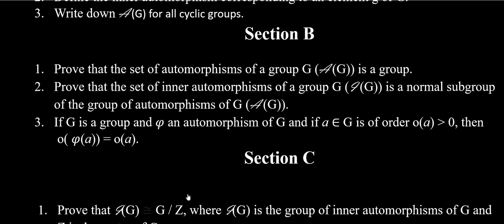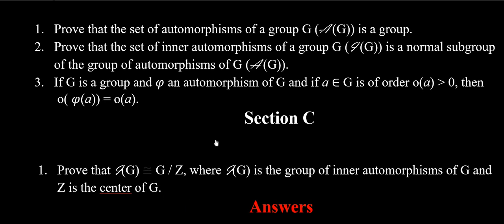element. And we can expect this question in section C: prove that script I of G is isomorphic to G mod Z, where script I of G is the group of inner automorphisms of G and Z is the center of G.